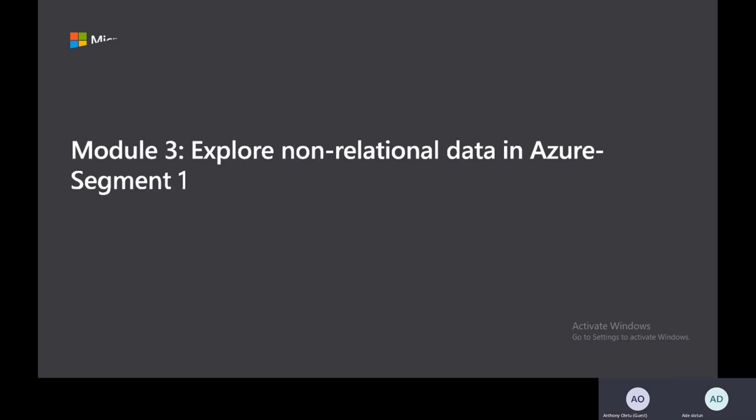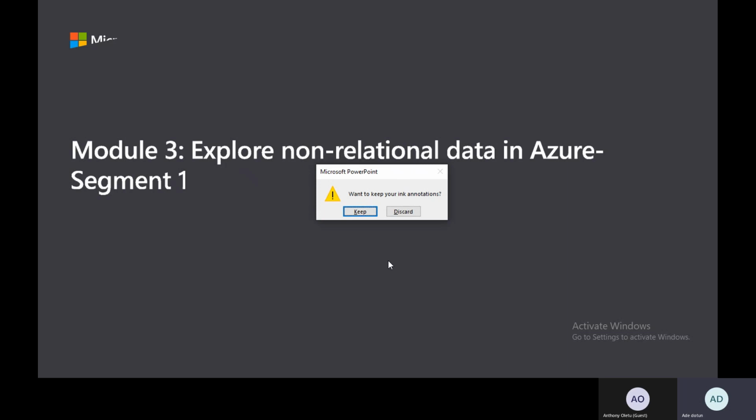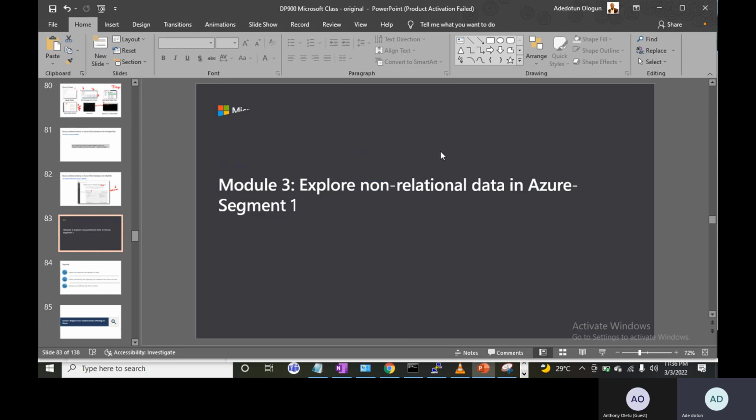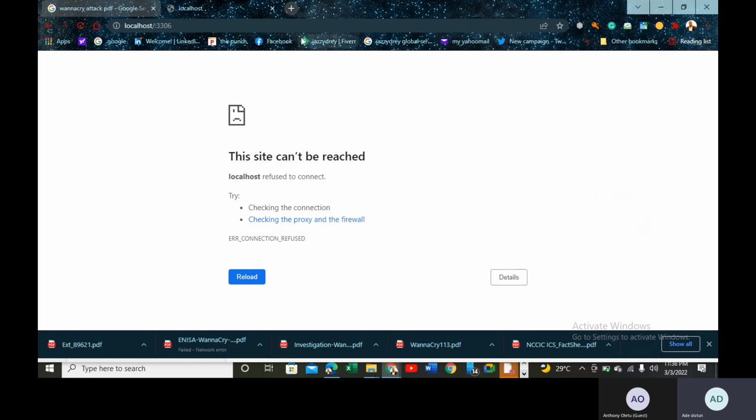Okay. So, module 3, explore non-relational data in Azure. We are going to be starting from here in our next class. But before we start, like I said, I'm going to be showing you one or two things because we still have time. This is 11:30. So there's something I want you to do tonight, sir.